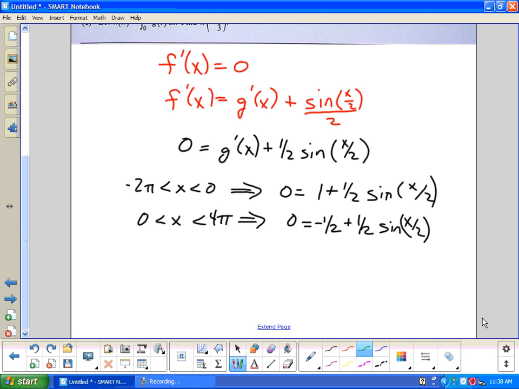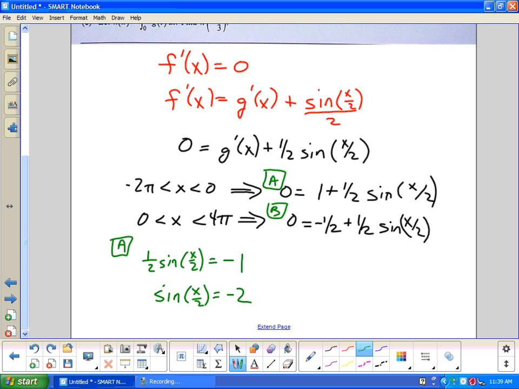All right, so I'm going to solve the first one. I'll call it A. If you guys agree, I would get 1/2 sine x over 2 equals negative 1. And this would be letter A. Multiply both sides by 2. I get sine x over 2 equals negative 2. Do you guys agree?